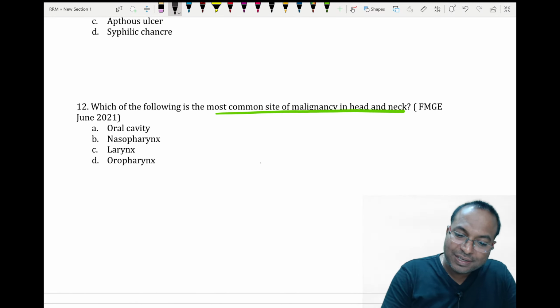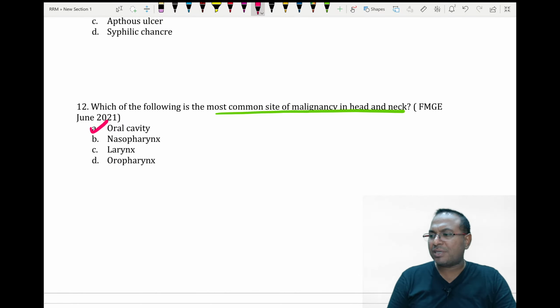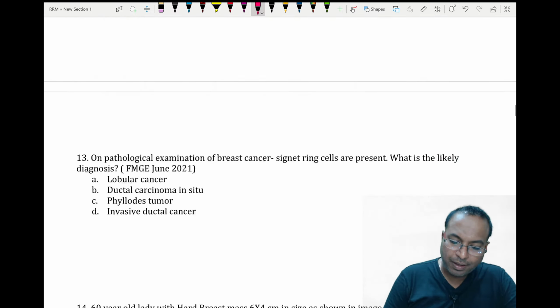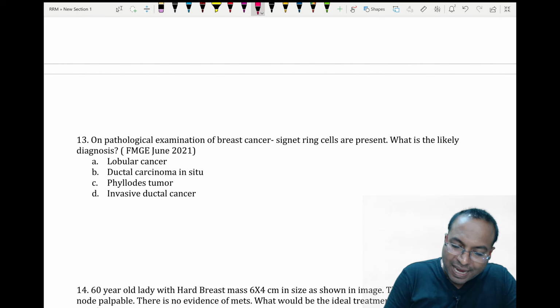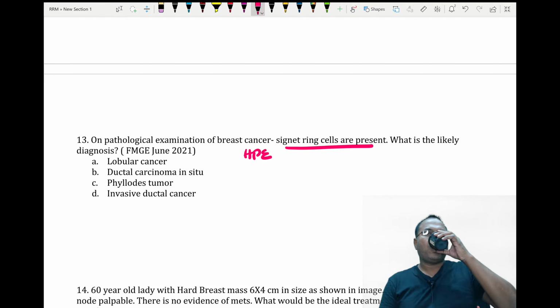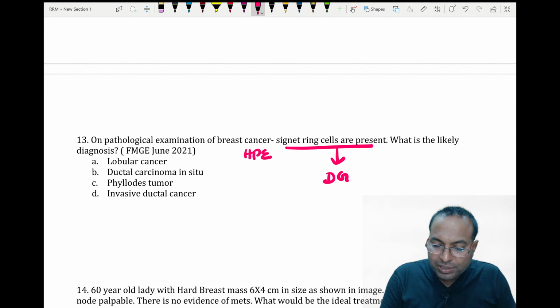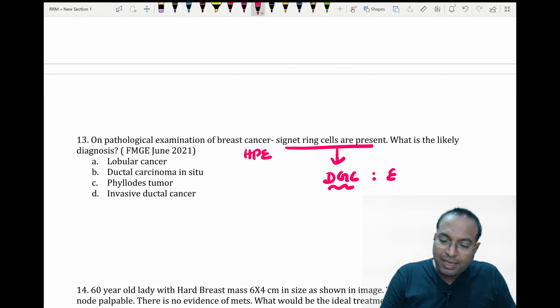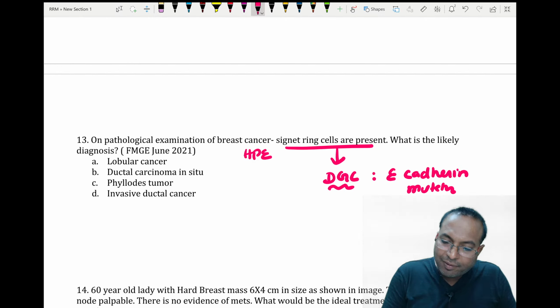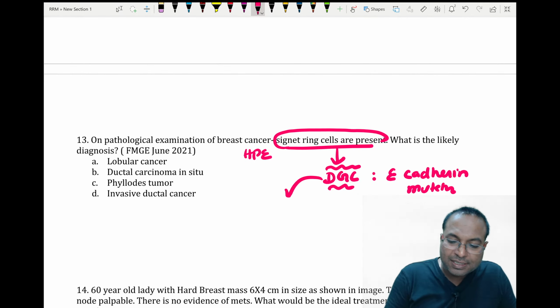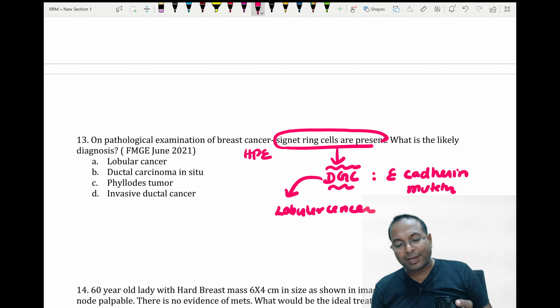The most common site of malignancy in head and neck is the oral cavity. Simple questions. These are all simple questions. Oral cavity. On histopathological examination of the breast cancer, signet ring cells are present. Signet ring cells are characteristic of the diffuse gastric cancer seen in E-cadherin mutation. In E-cadherin mutation patients, they will develop diffuse gastric cancer and they will have signet ring cells. These cases can cause lobular cancer of breast.